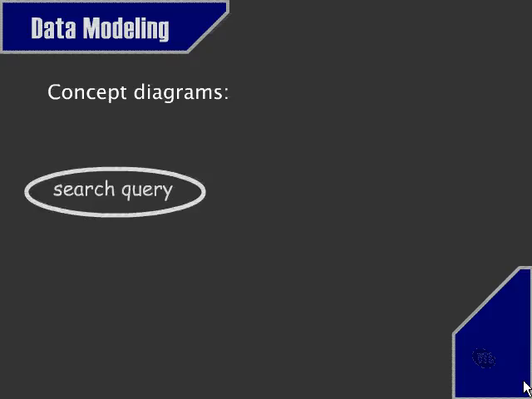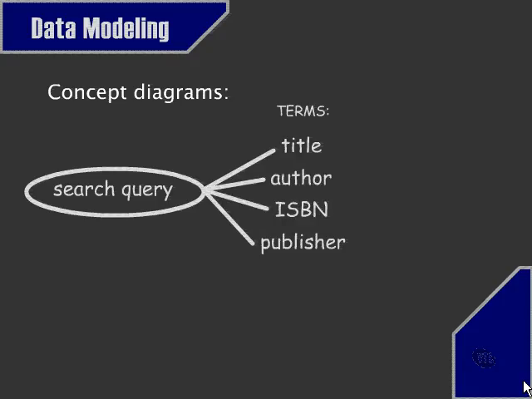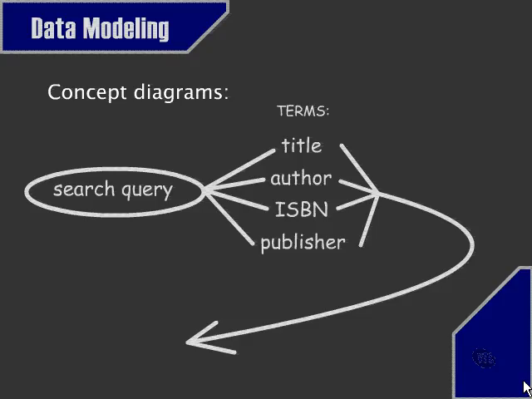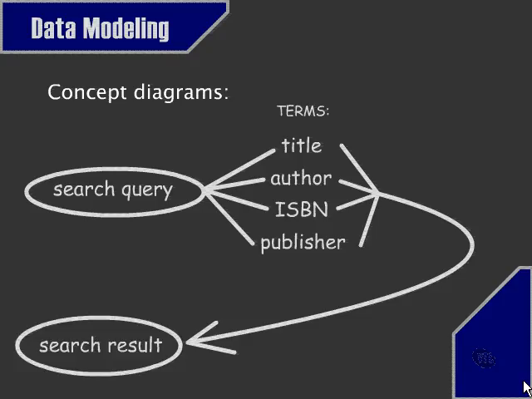For instance, this one is a simple diagram that illustrates the way in which I want to run a search query on the data. I want to be able to search by title, author, ISBN or publisher, and I want it all to have the same result and come back as the result of my query. So a simple diagram, even as simple as this, will help to solidify in your mind exactly what you want to be doing.